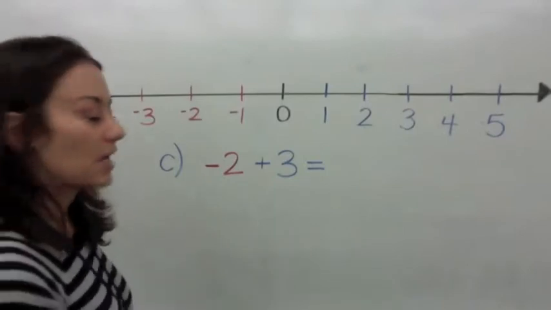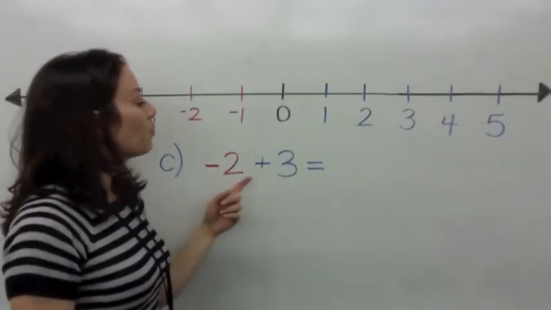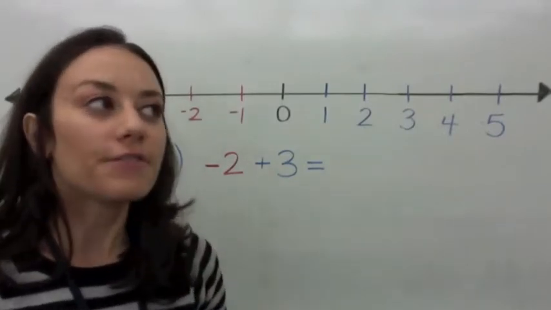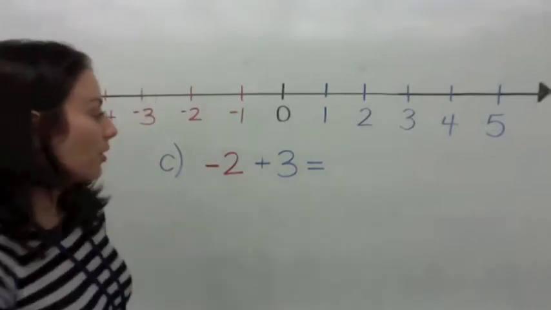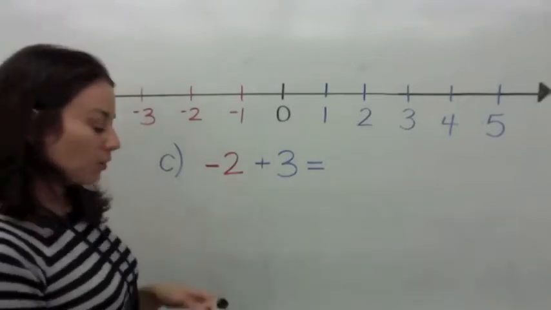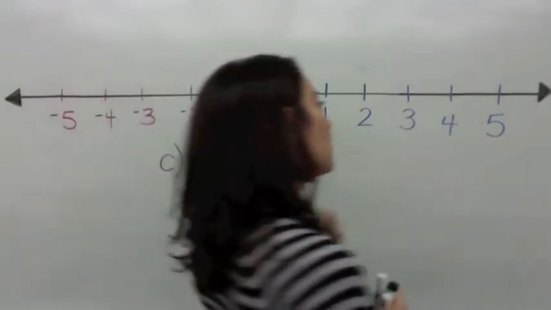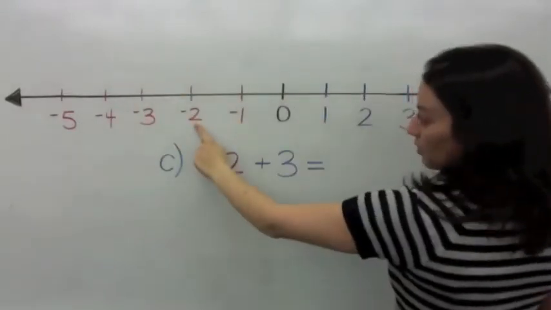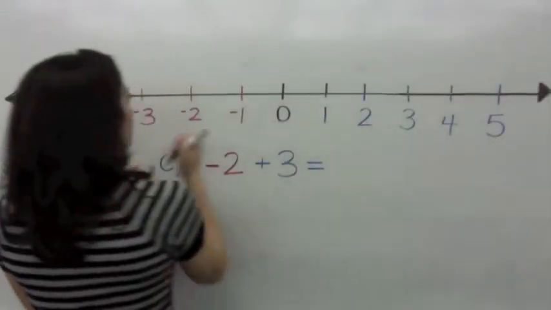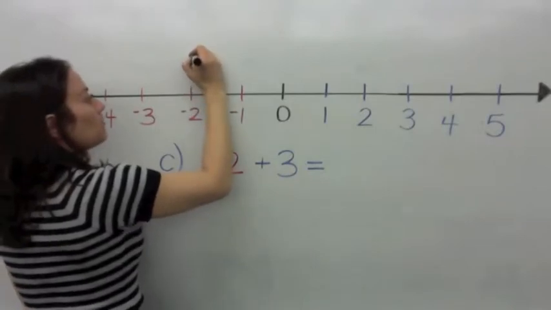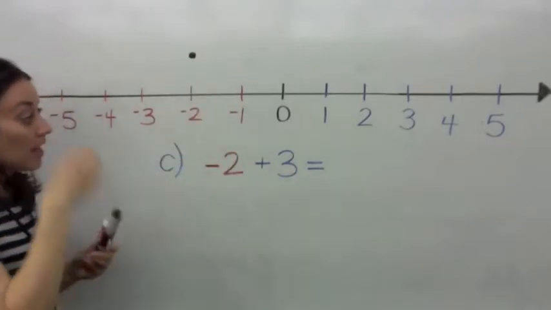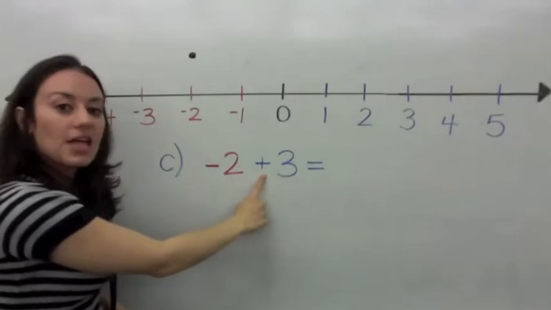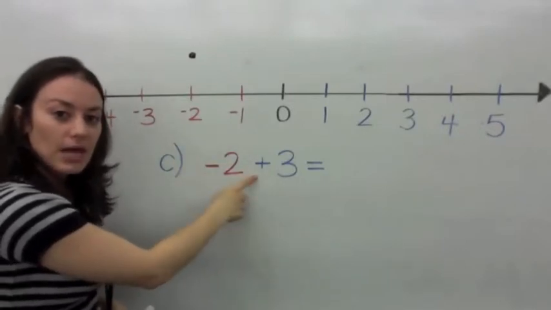Example C with me. It says negative 2 plus 3. Okay, you're going to start with the first number, which is negative 2. Where is the negative? It's to the left, right? So look, this is negative 2. You're going to put a dot on top of negative 2. Now, this is asking you to add 3 to this number.